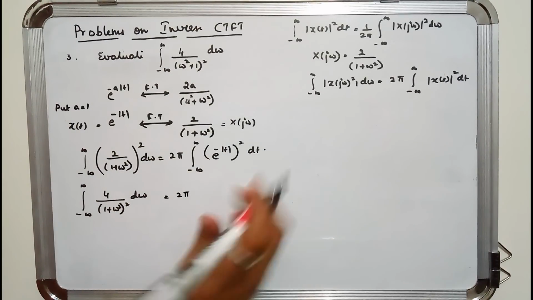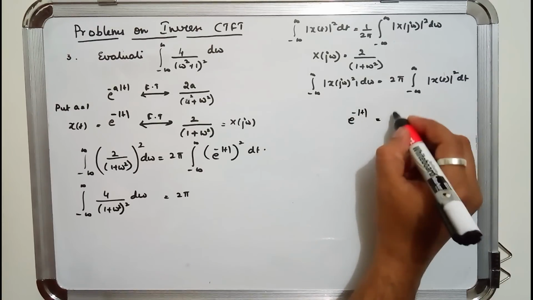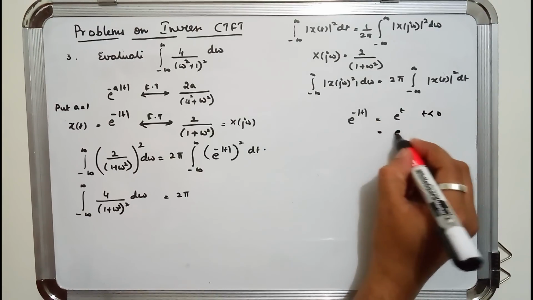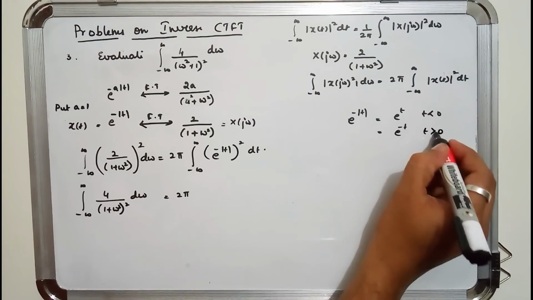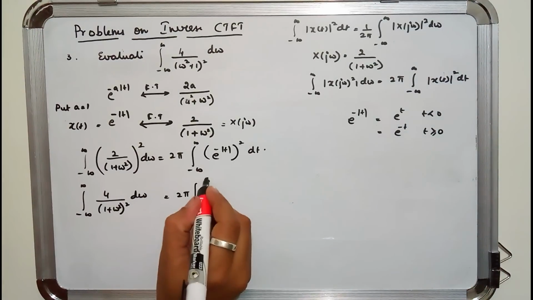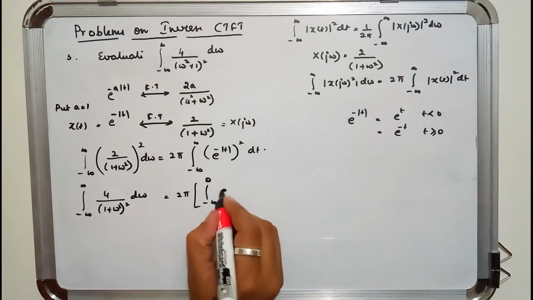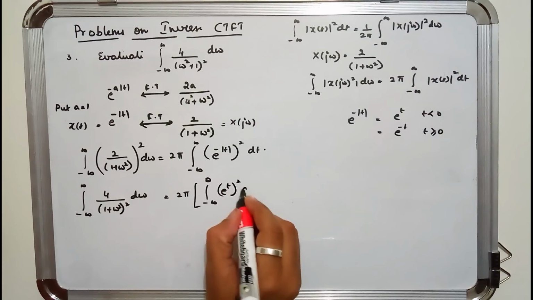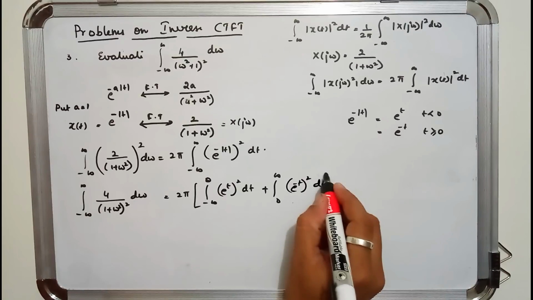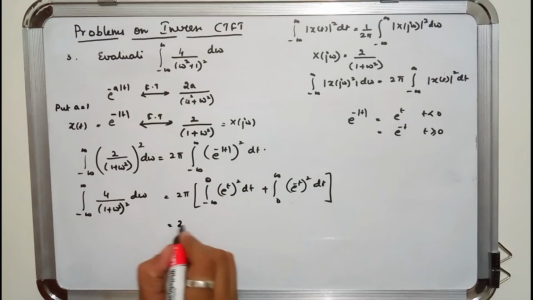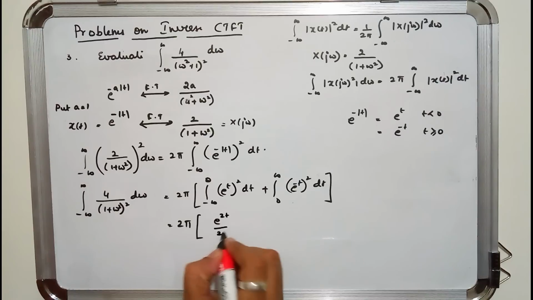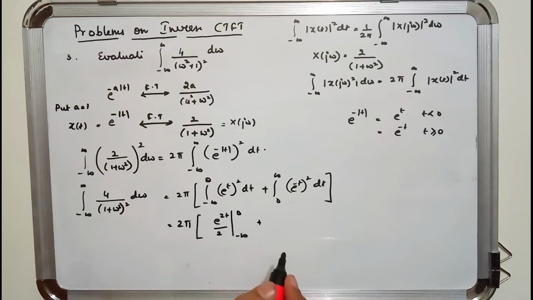So that integral is equal to 2π times, now we have e^(-|t|). We know the behavior of the mod function, it is e^t for t less than 0 and e^(-t) for t greater than or equal to 0. So I can split this integral as minus infinity to 0 for negative values of t, e^t whole square dt, plus 0 to infinity, e^(-t) whole square dt. Why do I get a whole square? Because it is |x(t)|². So the value, you have 2π. It is e^(2t), the integral of e^(2t) is e^(2t) by 2 from minus infinity to 0, plus e^(-t), e^(-2t).